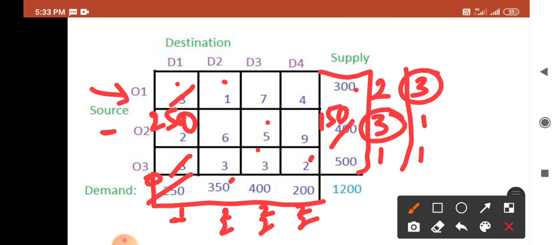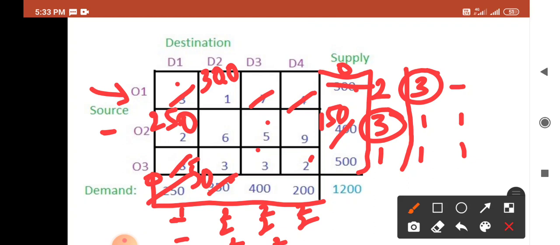Here 350, here 300, the minimum is 300. We make allocation: 350 minus 300 leaves 50, and 300 minus 300 is 0. In that row the remaining elements are cancelled. Now the first row has no penalties. Second row 1, third row 1, first column nil. Second column 2, third column also 2, and the fourth column is 2 and 9, a difference of 7.